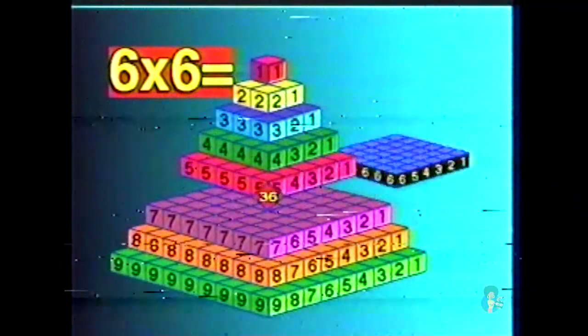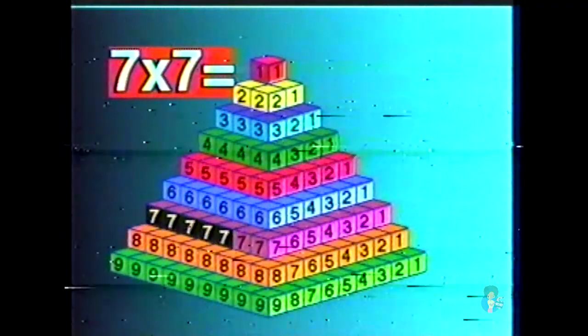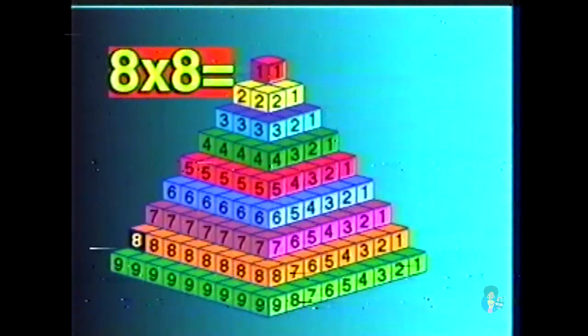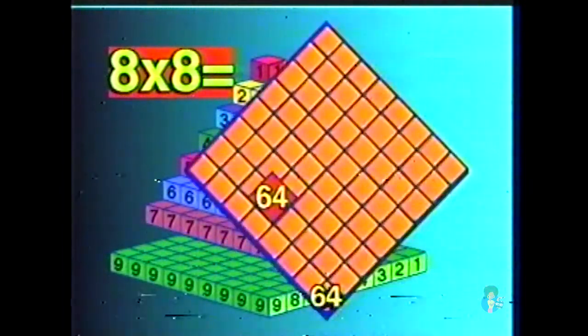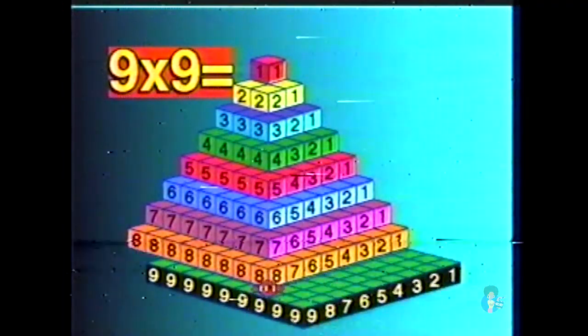6 times 6 is 36. 7 times 7 is 49. 8 times 8 is 64. And 9 times 9 is 81.